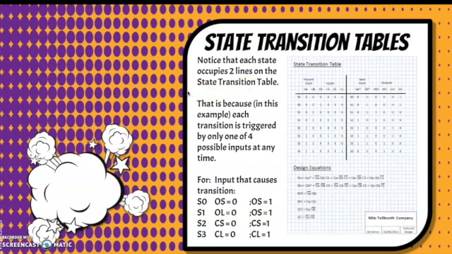So you need to notice that each state occupies 2 lines on the state transition table. That's because in this example, each transition is triggered by only one of 4 possible inputs at any time. So the input that causes the transition in S0, we have the EN equals 0, or the EN equals 1. Because we have 2 instances that can cause it to transition, we have 2 lines in the table.